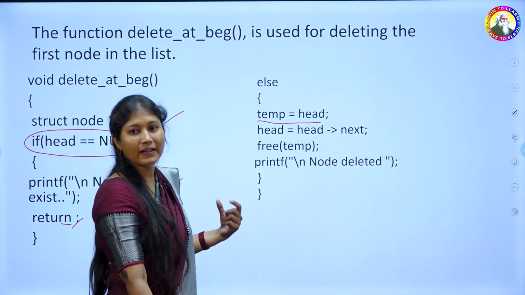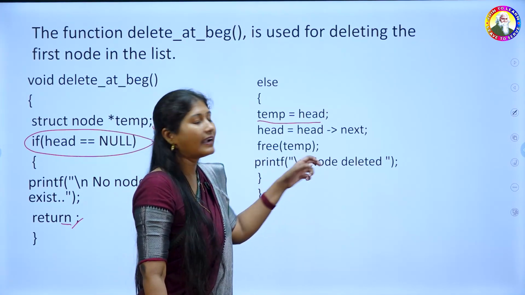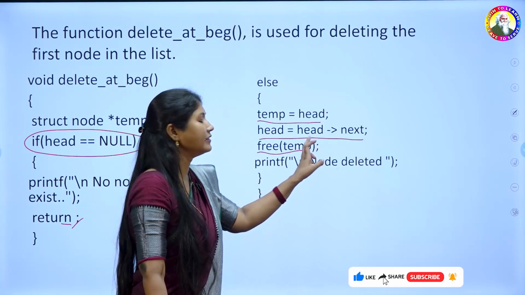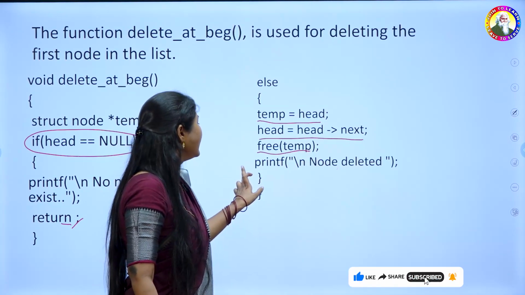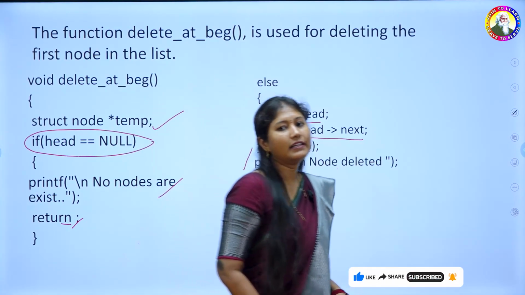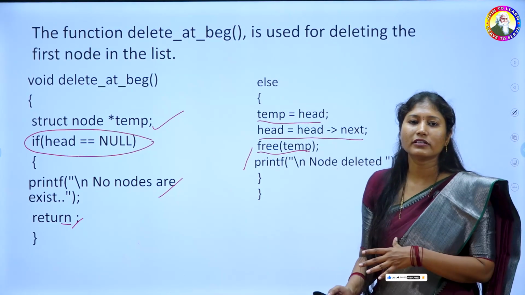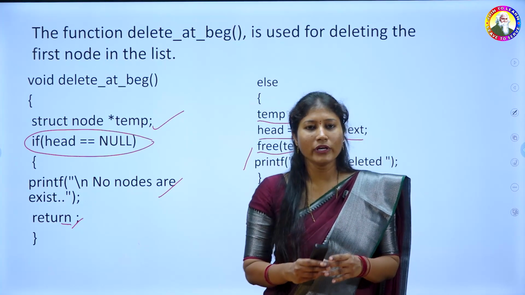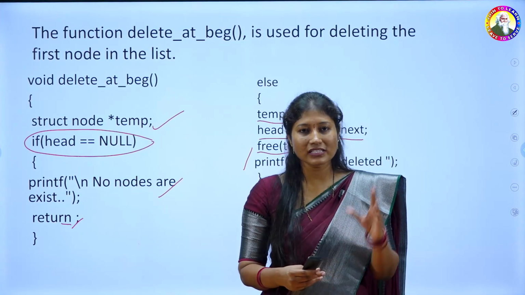After that, I should replace the head with head next value and free temp, deallocating the memory. Then the node is successfully deleted. This is the code algorithm for deleting a node at the beginning. Now we are going to see how to continue the same program.